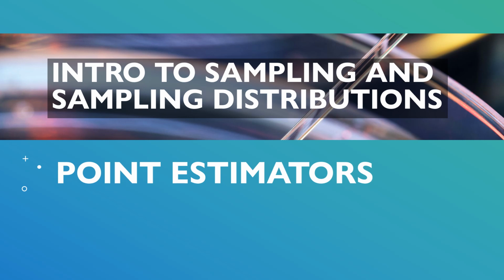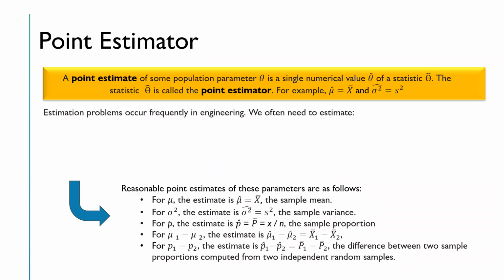Here, we will talk about point estimators. A point estimate is a single numerical value used to approximate an unknown population parameter, for example, theta. This value is calculated from a statistic, for example, theta hat, which is derived from sample data. The statistic used to calculate the point estimate is called a point estimator.